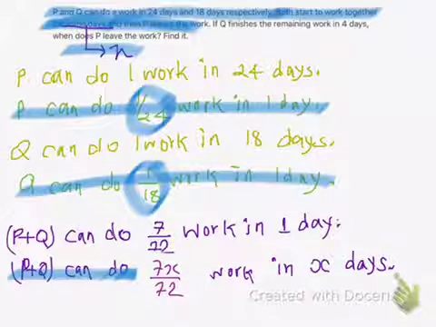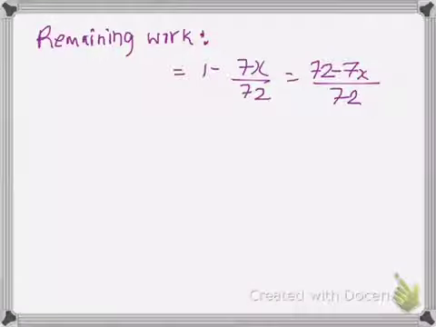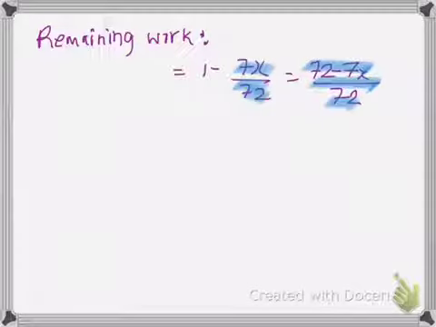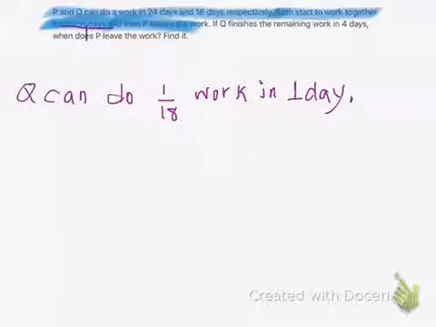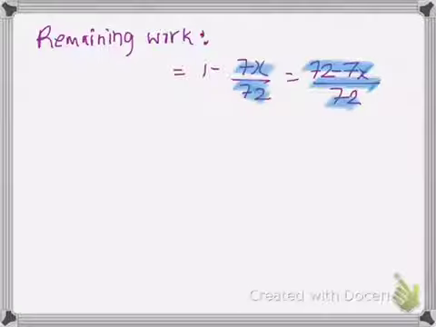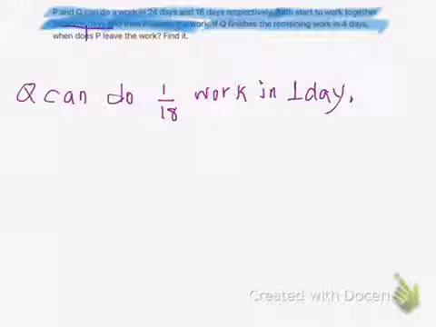So only the 7X by 72 work has been done together by P and Q, and the remaining work is for Q. To find the remaining work, I have subtracted 7X by 72 from 1, and on solving we get this. And that remaining work is finished by Q in 4 days. So Q finished (72 minus 7X) by 72 work in 4 days.